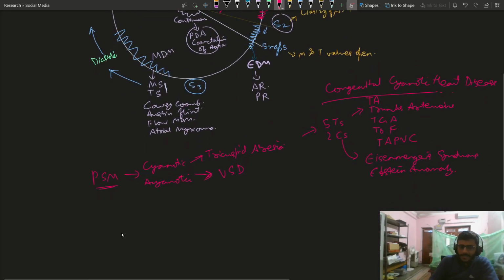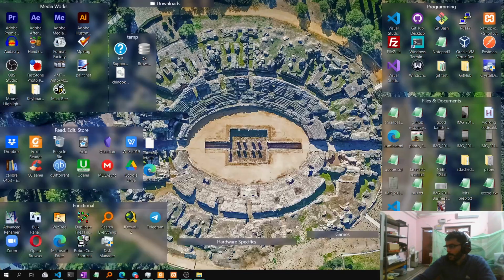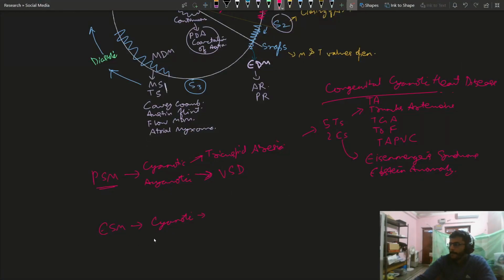Similarly, another question will be what if you have ejection systolic murmur? If the baby is cyanotic, then the baby is cyanotic due to pathology of Fallot. Sorry guys, I need to be more thorough with it, but due to pulmonary stenosis.